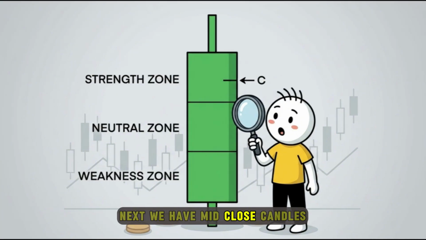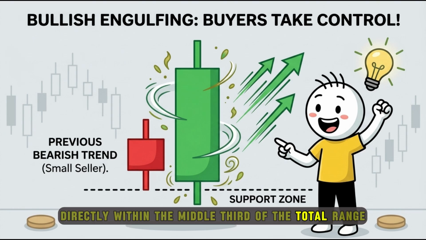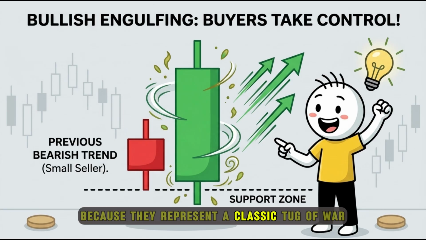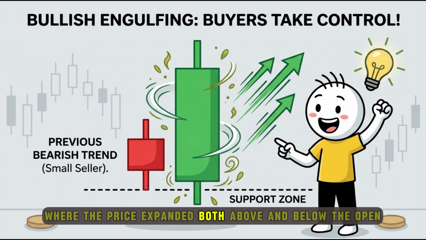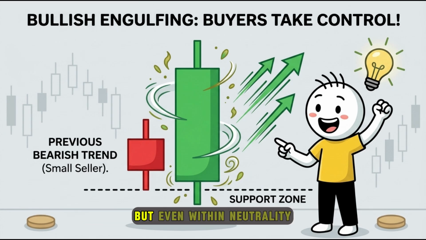Next, we have mid-close candles, where the closing price settles directly within the middle third of the total range. These bars are inherently neutral because they represent a classic tug of war where the price expanded both above and below the open, before flatlining right back to the center. But even within neutrality, there are critical nuances.